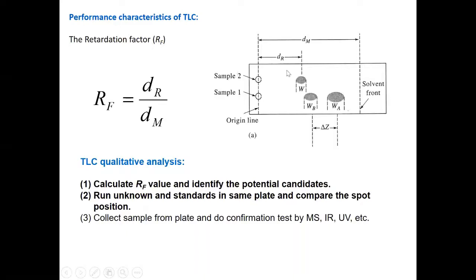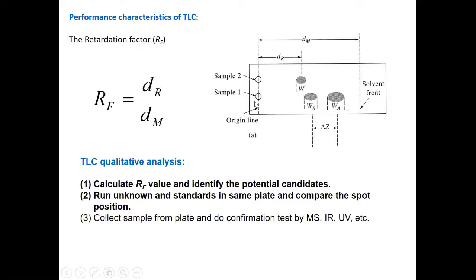Okay, so you examine this piece of paper. Here you have the starting point. This is the original line, a pencil line that we draw at the very beginning. And then here you have sample 1 and sample 2. So this is your starting point. Previously we drew two crosses here.